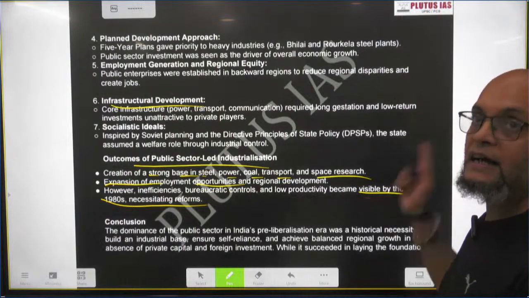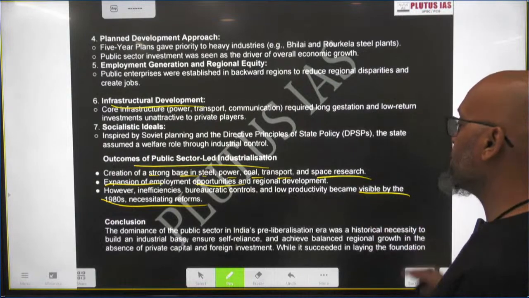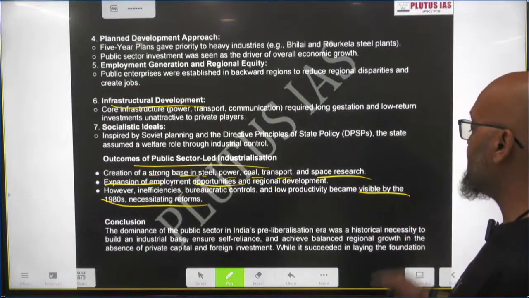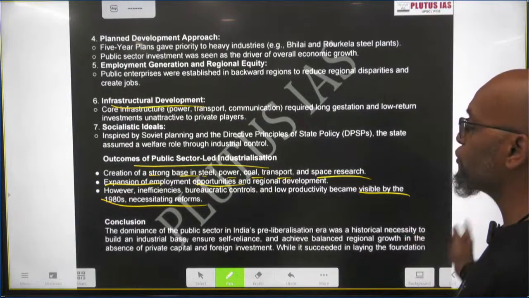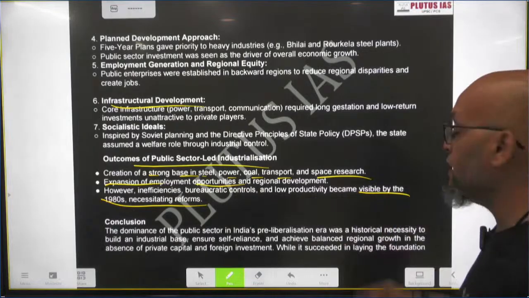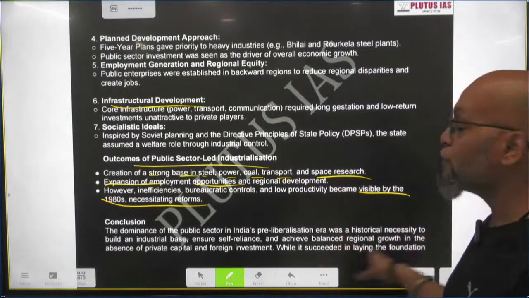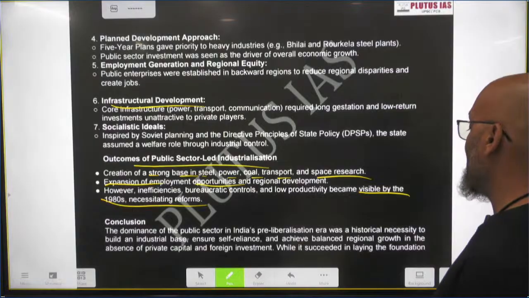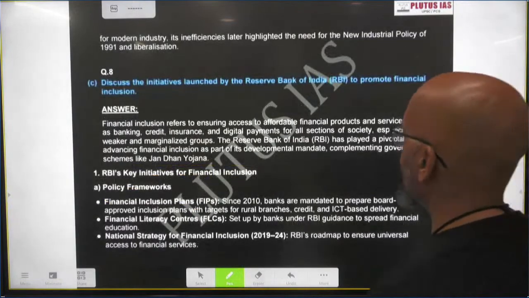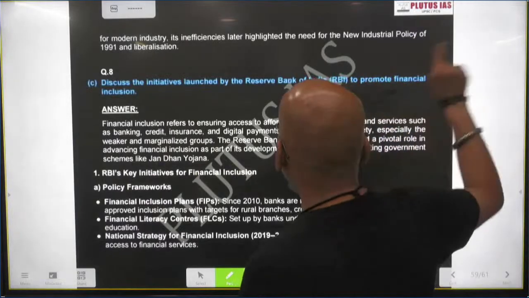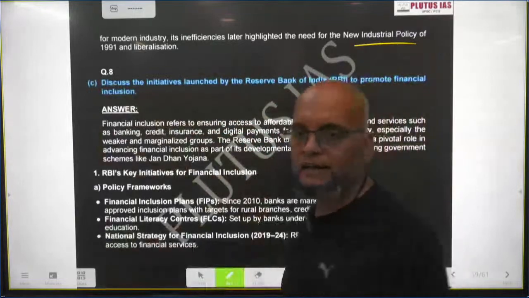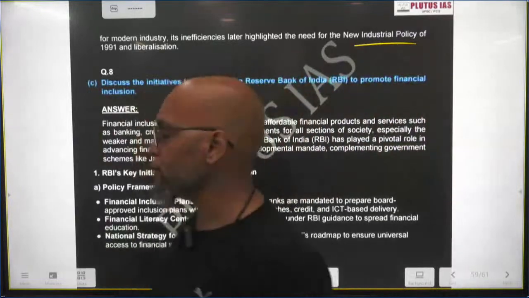It was a historical necessity to build an industrial base, ensure self-reliance, and achieve balanced regional growth in the absence of private capital, because there was no private capital and no foreign investment. While it succeeded in laying the foundation for modern industry, its inefficiencies later highlighted the need for a new industrial policy, which was launched in 1991. Okay, so that was a well balanced answer.